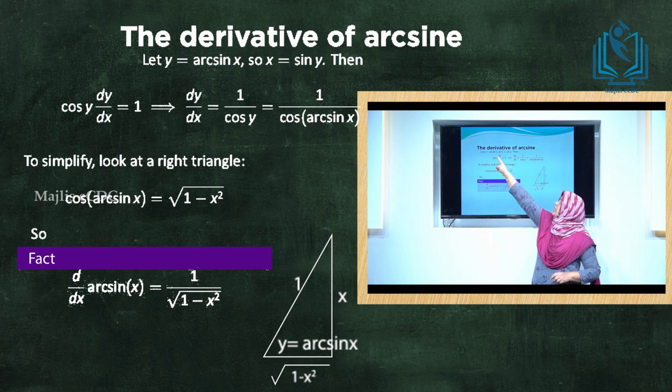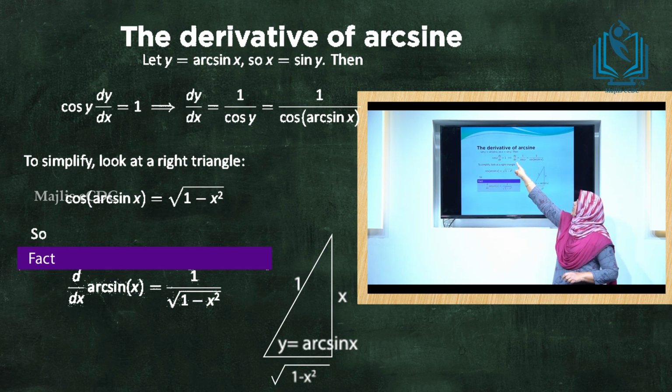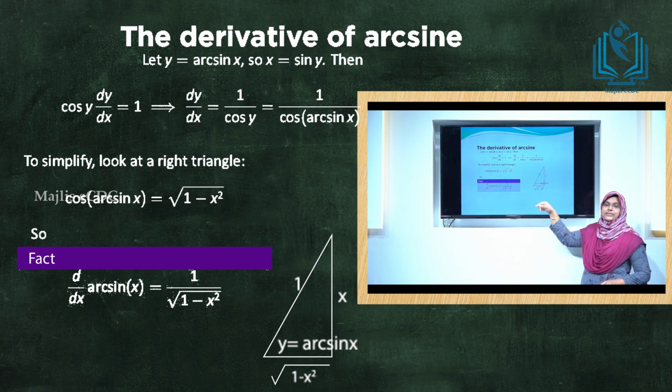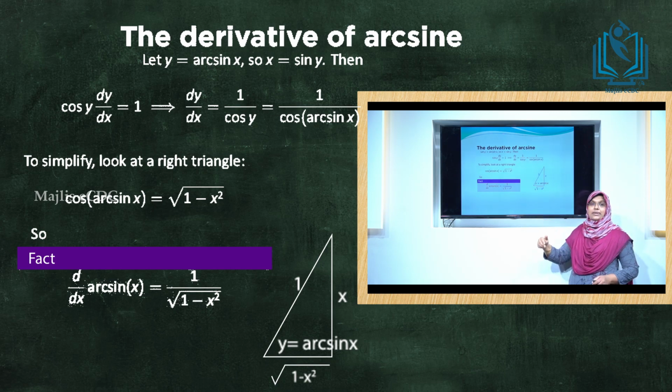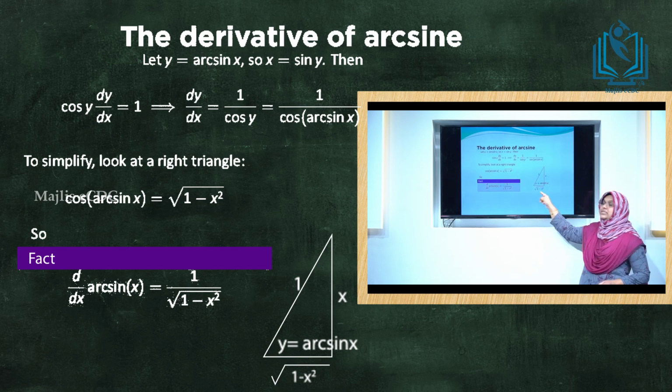What is y? y = arcsin x. That is, dy/dx = 1/cos(arcsin x). To find cos of arcsin x, see the right angle triangle. Suppose this side length is x and the hypotenuse is 1. Thus, by the Pythagoras theorem, we can find this length is √(1 − x²).